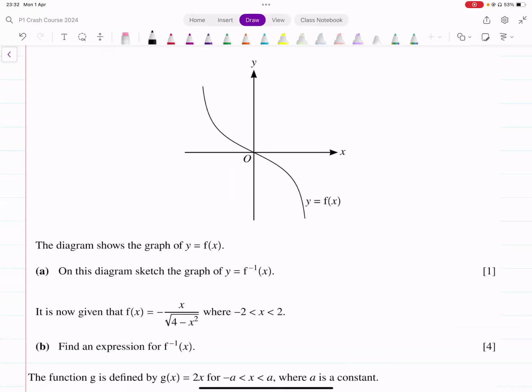So let me draw a line y equals x here. So this is what it would look like, 45-degree line, roughly. Okay, so let's say this is what it looks like. Now you need to reflect the graph f of x in this line. Okay. Now, how would you do that? How would you reflect this graph in this line?